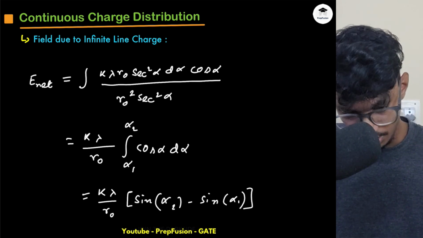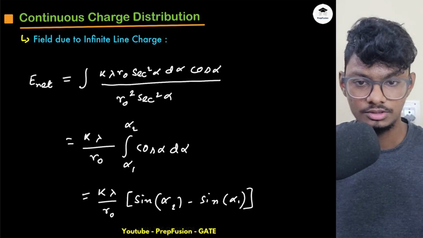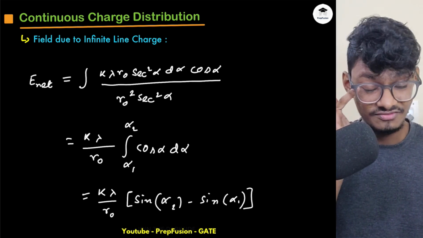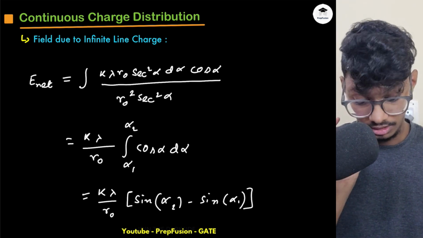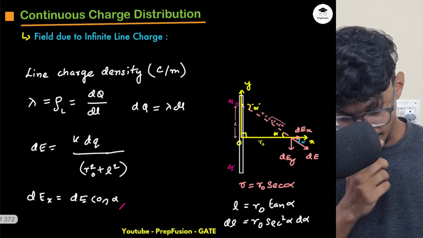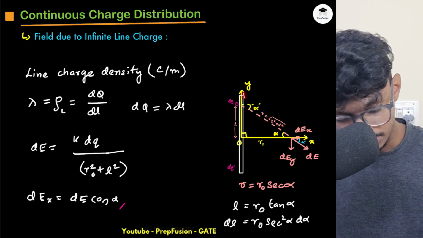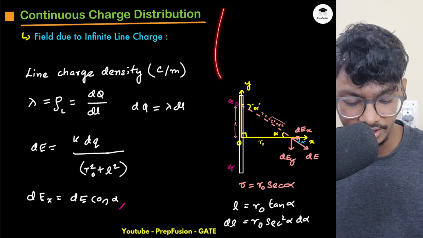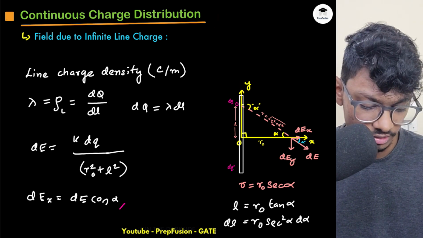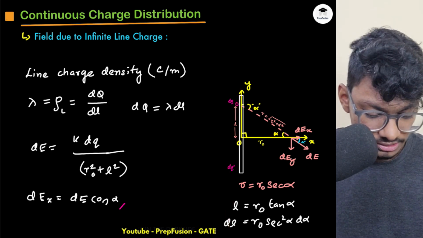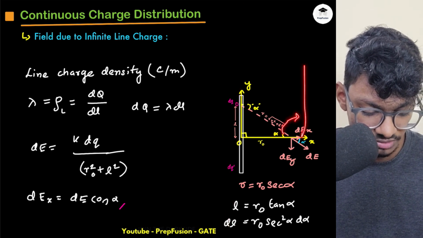Now let's basically do the edge cases. What is the edge case? Let's assume that this is an infinite rod. If this is an infinite rod, then what will my alpha 1 tend to? Can you tell me what this angle will tend to if this is an infinite rod? This will increase. How much maximum can this increase?